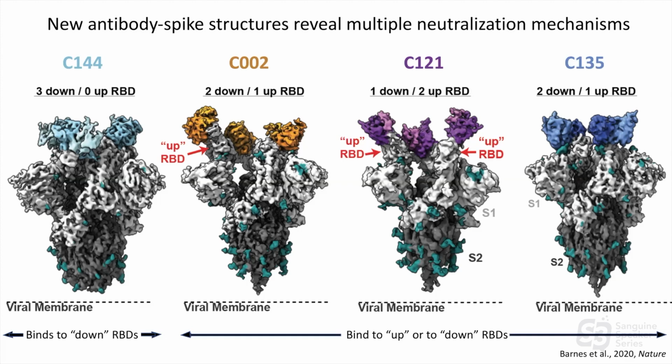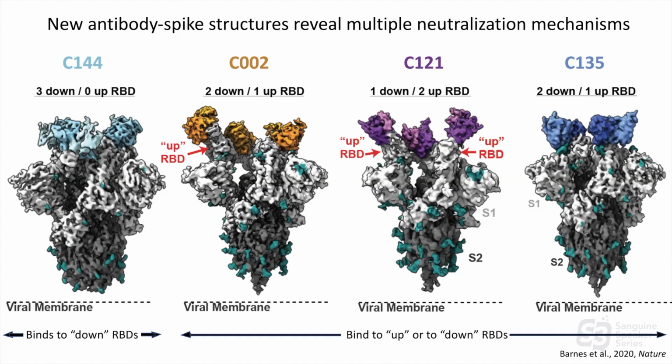For C002, one of the states showed 2 down RBDs and 1 up RBD, and all 3 had Fabs bound. So C002 can bind to either up or down RBDs. And that's also true for C121 and C135. And I should say for the other one I showed you, C105, that sterically cannot bind to down RBDs, it can only bind to up RBDs. So there's all kinds of different types of antibodies, which I'll go into in a moment about classifying them.